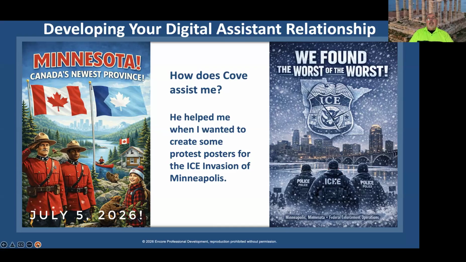And so we looked at that. So we took the Minnesota flag and made it a Canadian version of the Minnesota flag. We also took a look at, we found the worst of the worst with ICE and some of the things going on. He generated all of this information with me just asking for a basic poster.